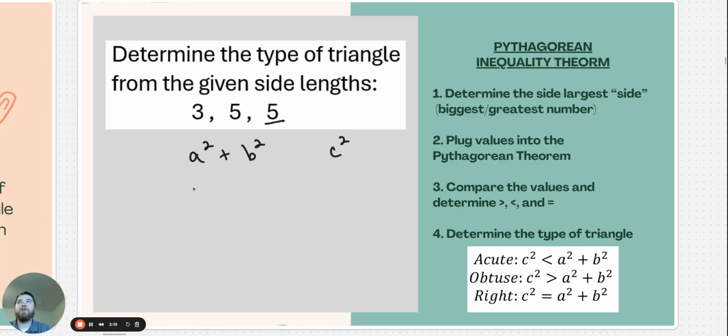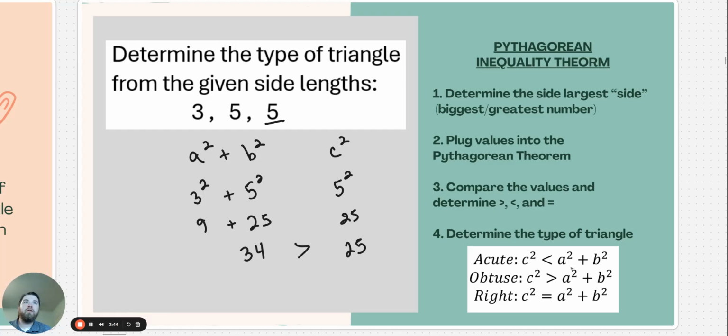So we're going to plug our numbers in. We've got 3 squared plus 5 squared, and then we've got 5 squared over here. You're going to see why I do that in just a second. So 3 squared is 9, 5 squared is 25, and 5 squared here is 25. When I add those together, I get 34, and then this is 25. Now, when we look at this, 34 is definitely going to be a greater number. So 34 is bigger than 25.